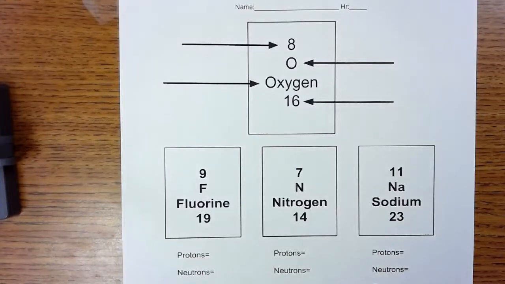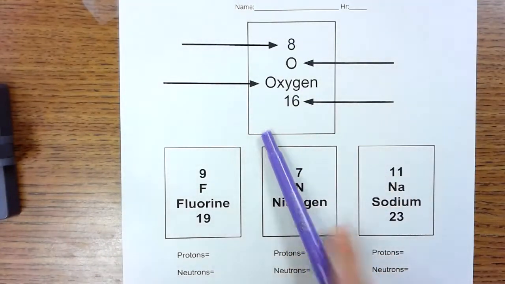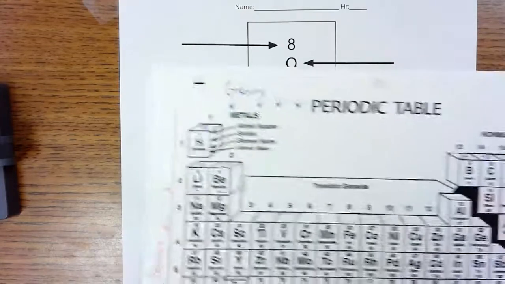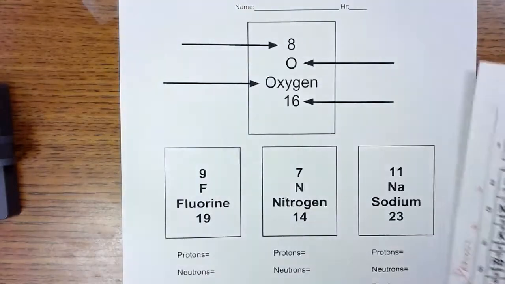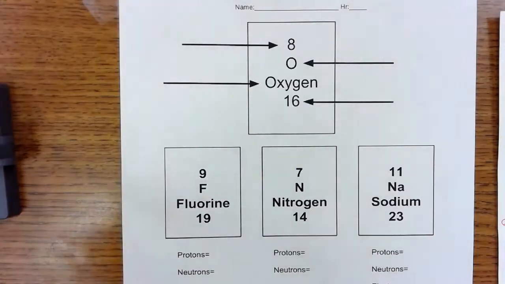Hi guys, it's Miss Ladderback, and in this video I'm going to go over how to find the number of protons, neutrons, and electrons within an atom based on the information provided in the element key found on your periodic tables. So I have this worksheet out in front of me as well as my periodic table to the side that I'm going to look at often throughout this whole assignment.